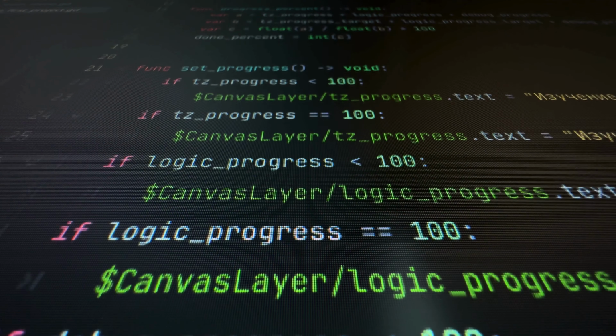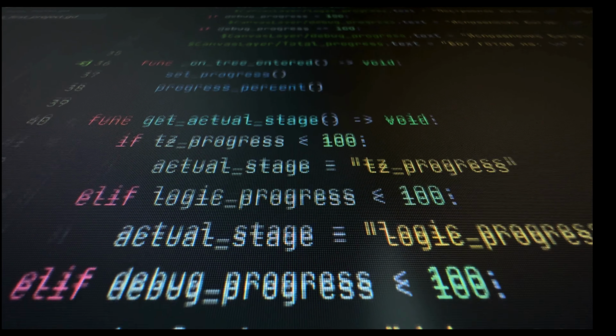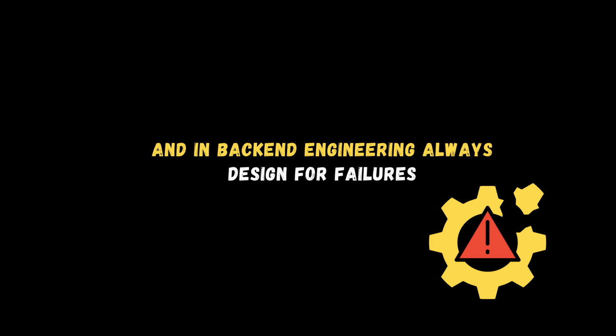So the most dangerous production bugs are not syntax errors. They are design assumptions. And in backend engineering, always design for failures.